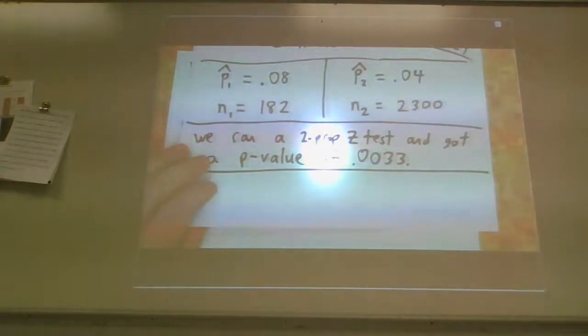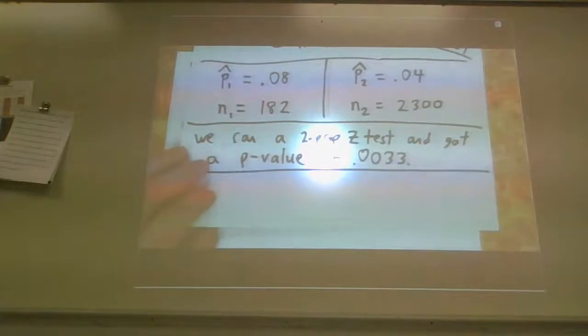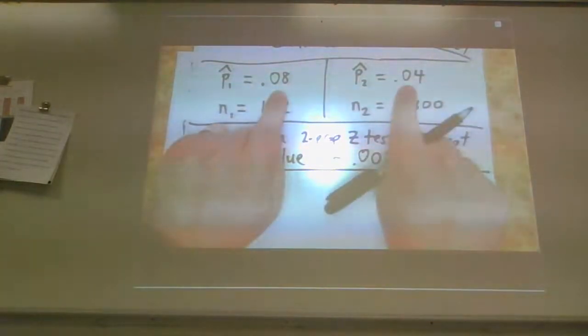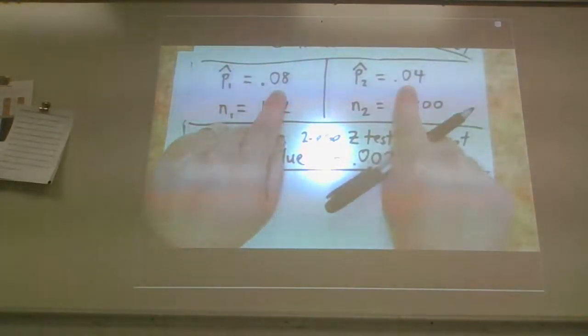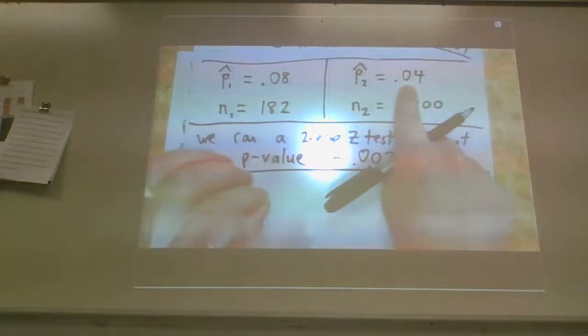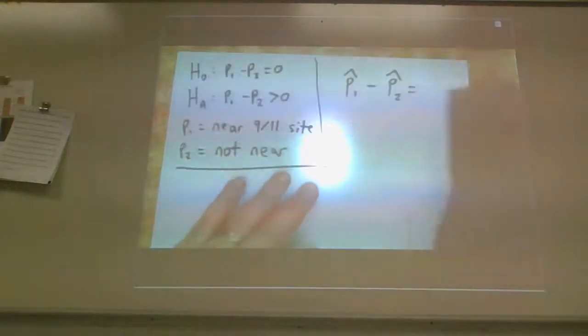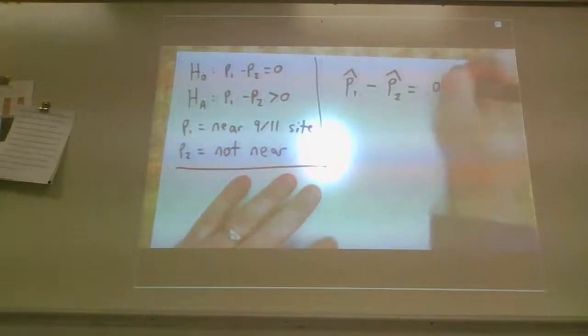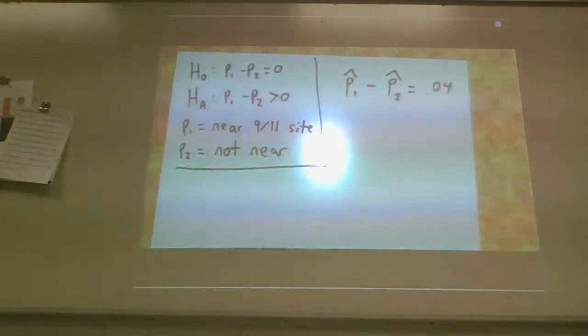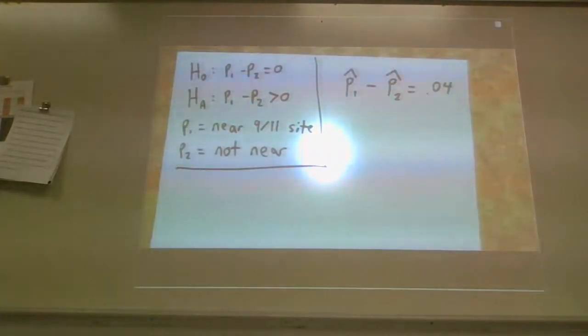Say again? Yeah, 0.04. It's 4%. Just subtract the two. Yay! That's the difference that we found in the samples. So just for the sake of argument, I'm going to put 0.04 here because it was 0.08 minus 0.04. That was the difference in the samples.